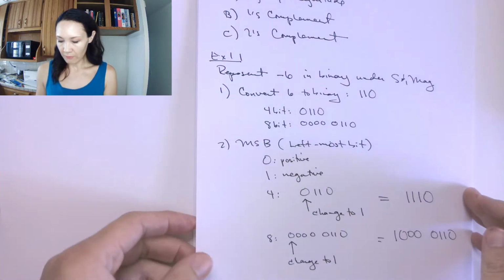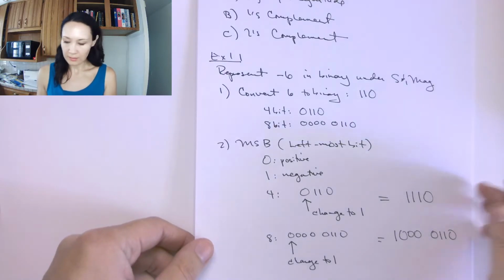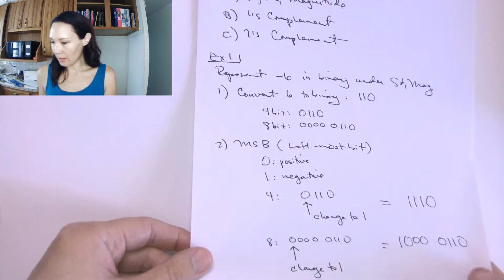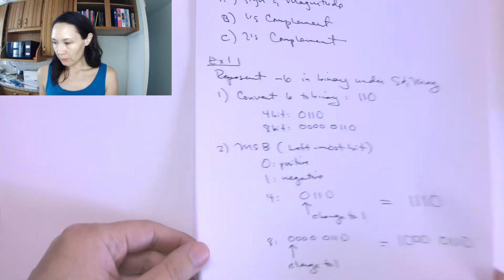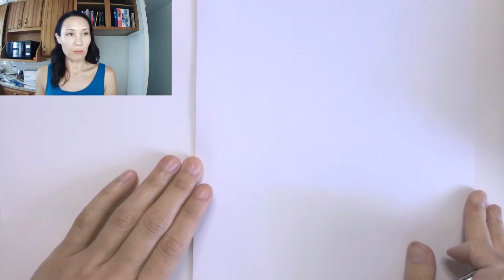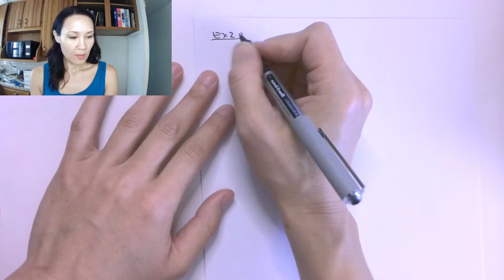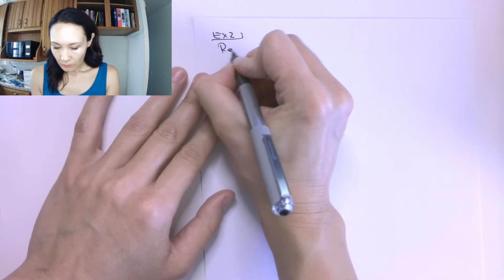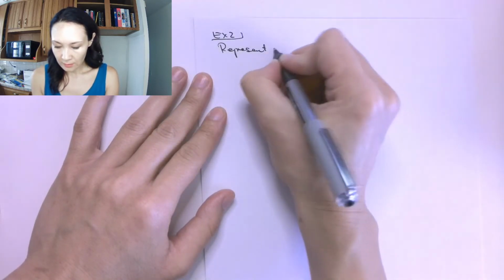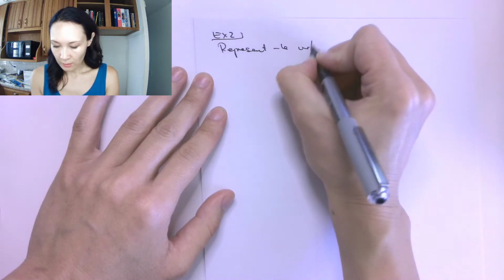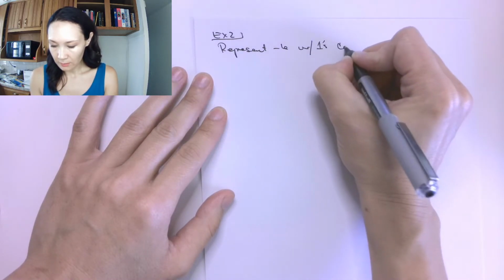But as we talked about before, this does have some limitations. Those limitations are kind of freed up by using ones complement instead. So let's convert that same -6 to a negative binary number under the ones complement convention. So this will be example 2. Represent -6 with ones complement.